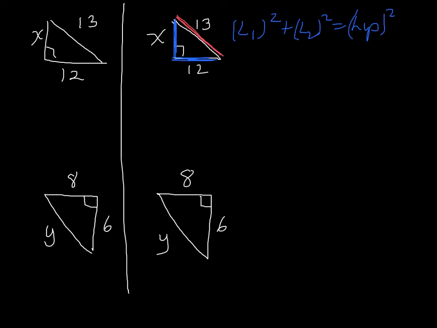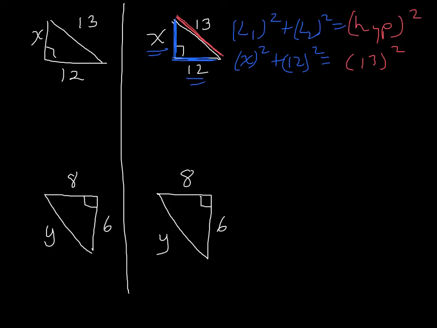Oh, let me change that formula real quick. Sorry, I want to color code it a little bit better to remind us. Hypotenuse squared. So my L1 is going to be this one here. Make that x. So that's x squared. My L2 is this one here. So that is plus 12 squared equals my hypotenuse, which is 13 squared.